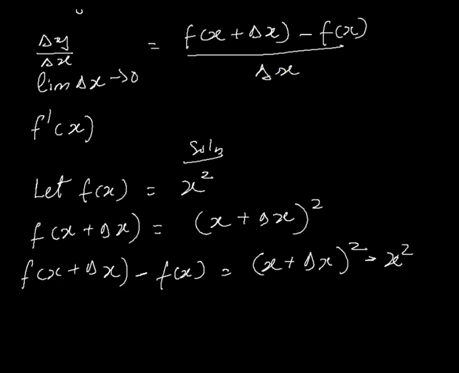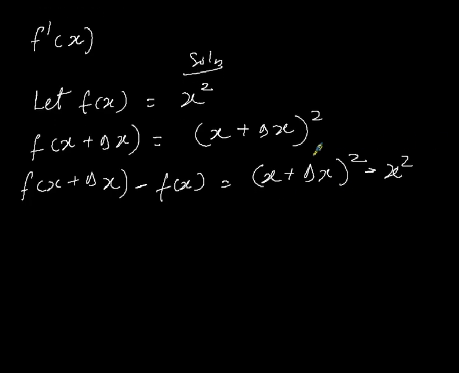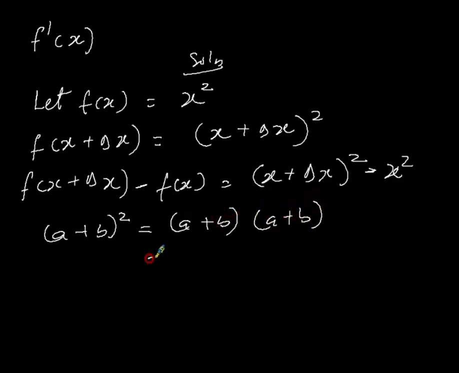Now this is where some students actually get confused in expanding this binomial expression x plus change in x. Now this is how I want you to see it. If you have something like this, a plus b all squared, to expand this, you can simply do a plus b times a plus b, right? Which will give us what? It means that multiply everything in the first bracket by everything in the second bracket.